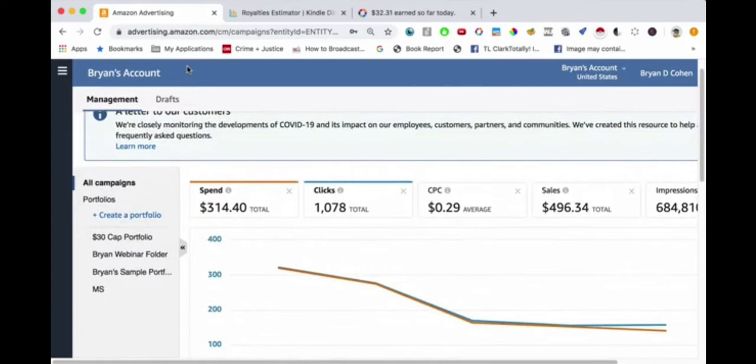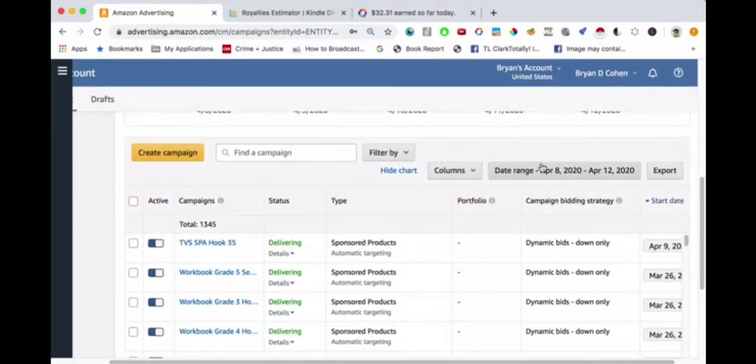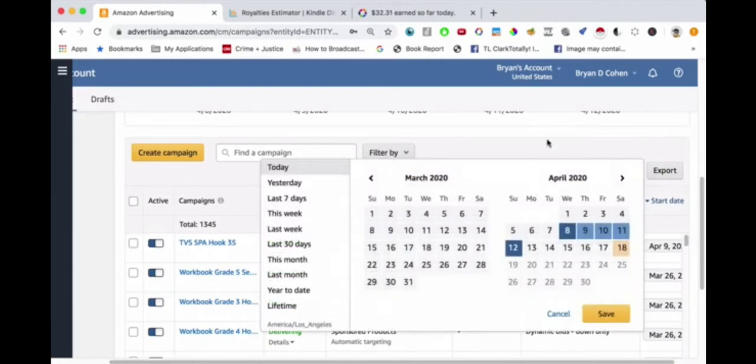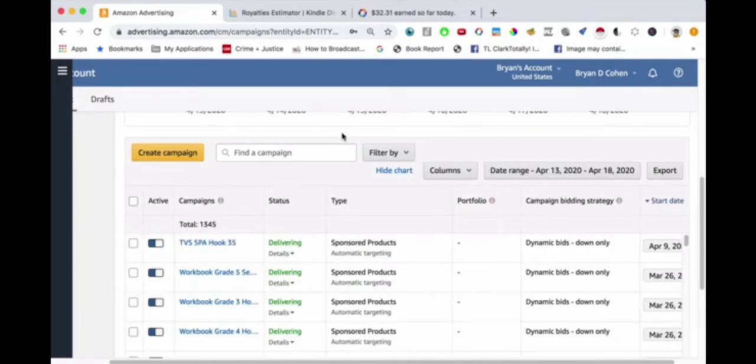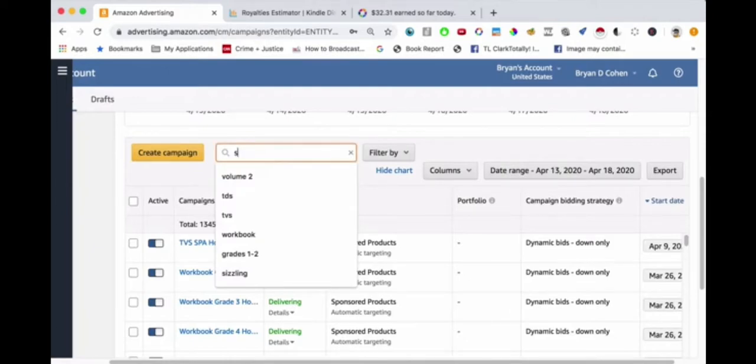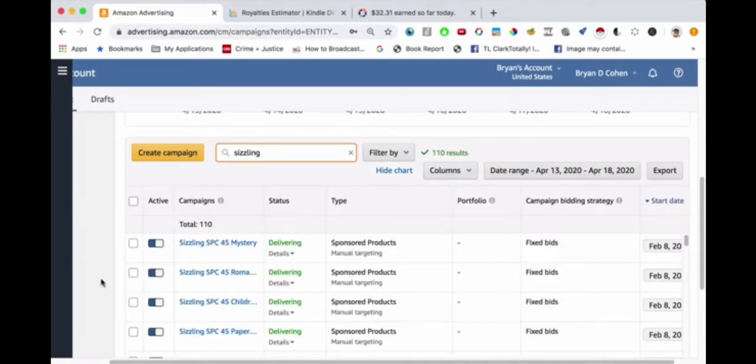So we're on our ad dashboard here. And I know that my date range here, I want this to be. So you're going to choose date range. You're going to click the 13th through today. I'm recording this before today as you're watching it. So that is why my dates are slightly different. Now, this is why the acronym is very important. I know that all of my How to Write a Sizzling Synopsis books have the title Sizzling.